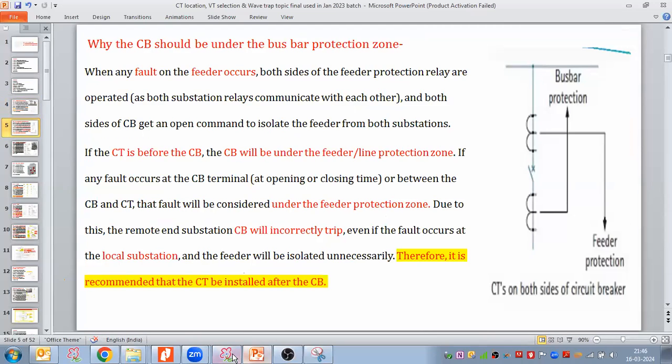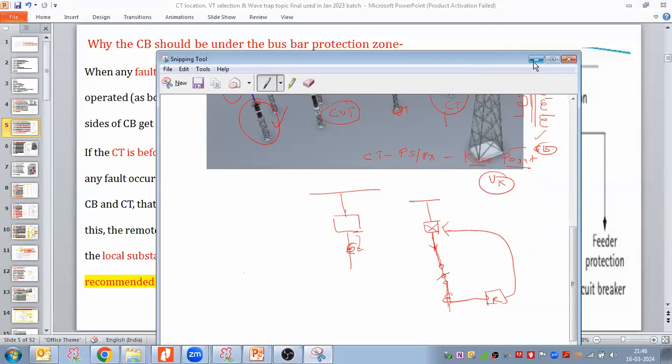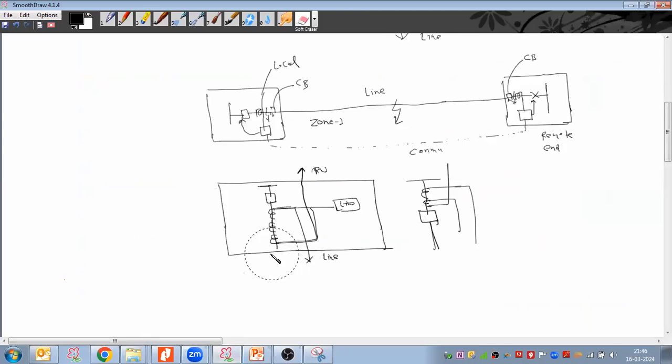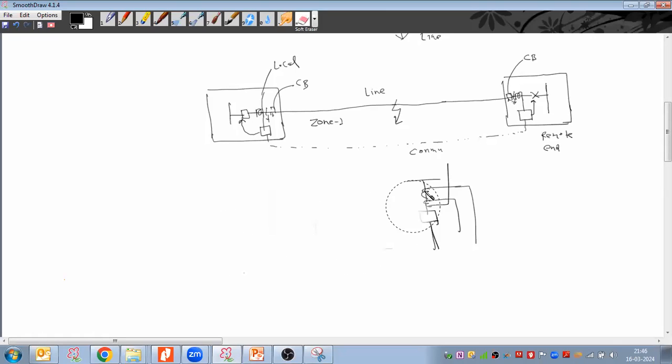So let me again repeat. What is the doubt here? What is the point here? Who asked me to repeat? Please tell me your query. I'll repeat, taking you in the loop. Yeah, tell me.